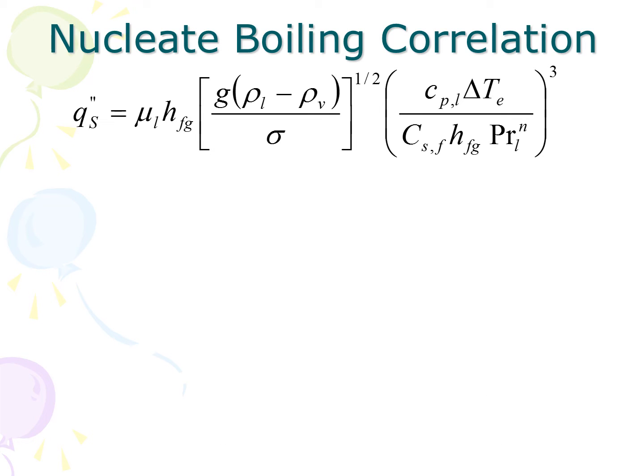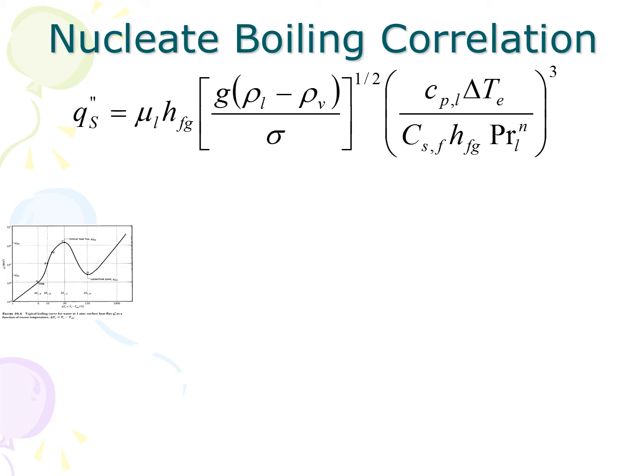This is the correlation you need to use in the nucleate boiling region. Do you remember the range of excess temperature, delta T, for which we have nucleate boiling? Okay, here is the boiling curve again. Can you identify where we have nucleate boiling? Or can you not? Let me remind you. It is from the onset of boiling to the critical heat flux maximum. In other words, from an excess temperature of 5 degrees, to an excess temperature of 30 degrees.